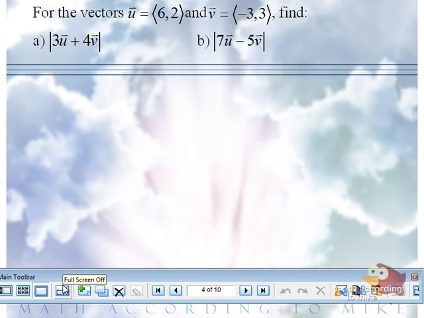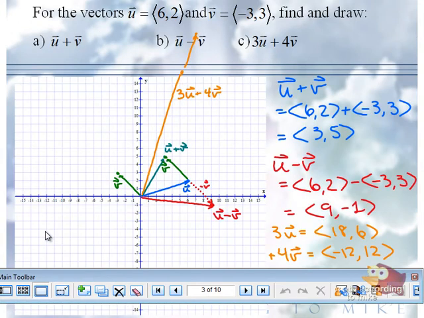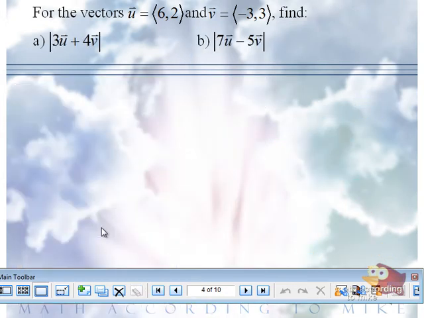For the vectors, so easy to read. I think that's 6, 2 and negative 3, 3. So this is a continuation of the previous one. But notice in this one now, we're finding the magnitude of those vectors.